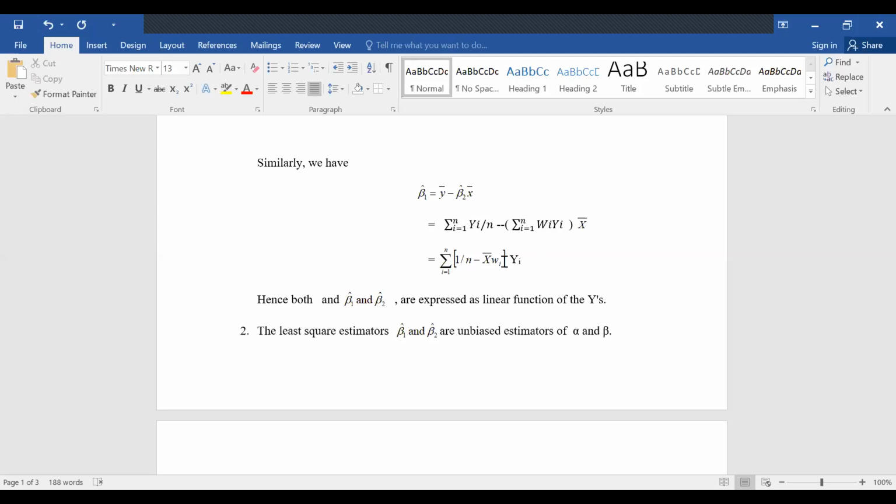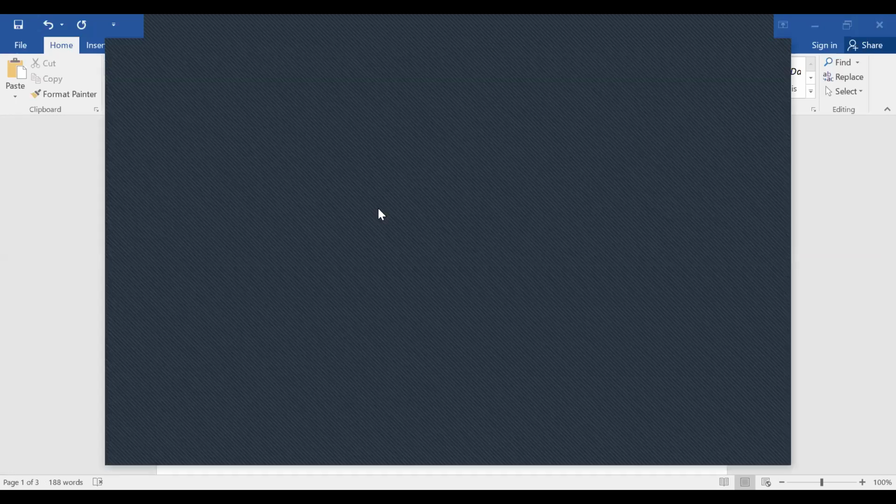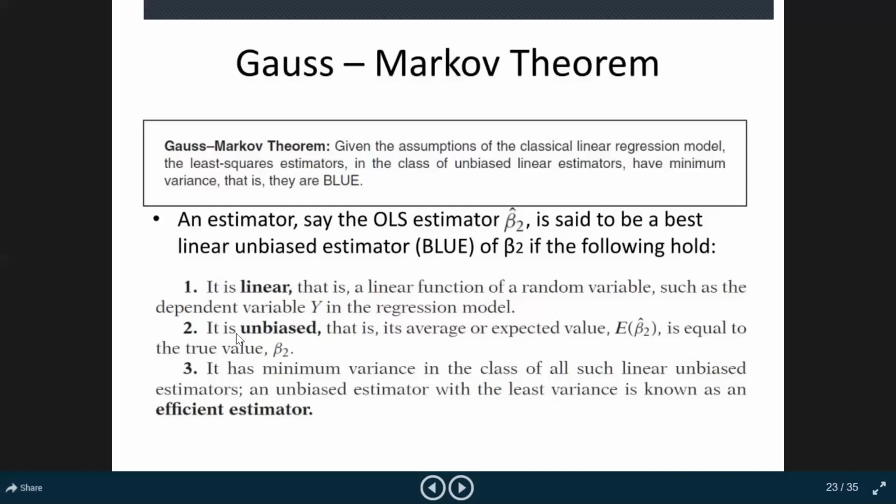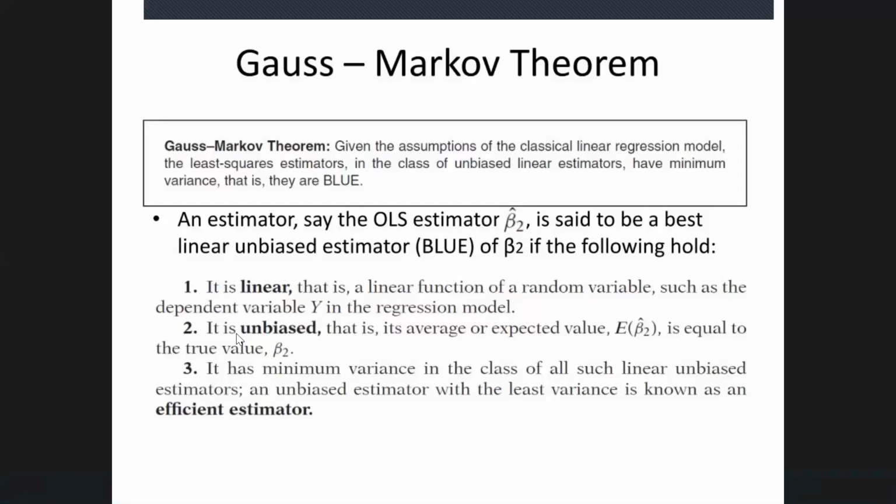So that is the first property of the OLS, or the first property of the Markov theorem, that both beta 1 hat and beta 2 hat depend upon the values of y. Now we have to prove the second property. Let me show you where we left it yesterday. The first one has been cleared, that is both beta 1 hat and beta 2 hat are linearly related with the yi.